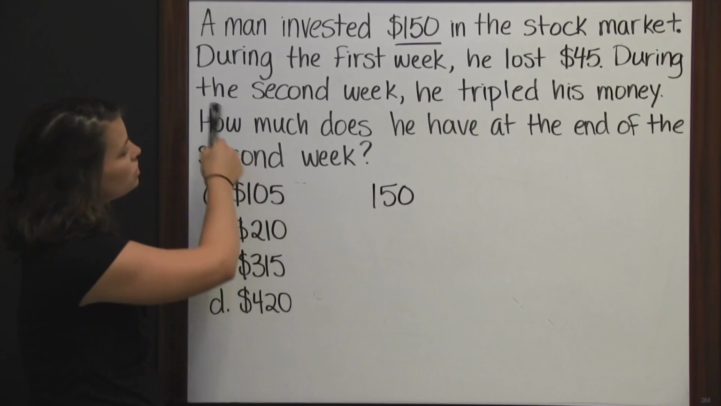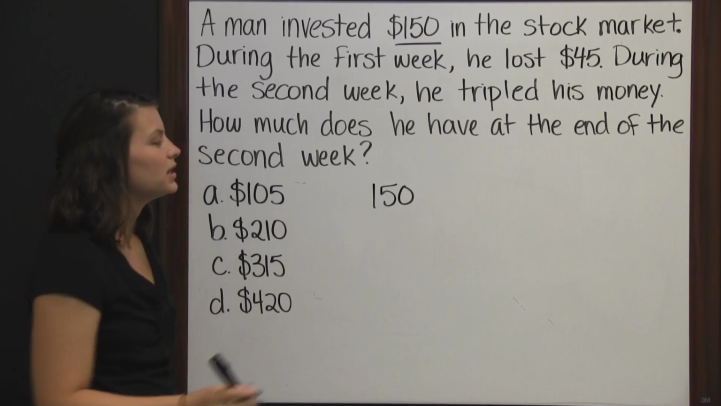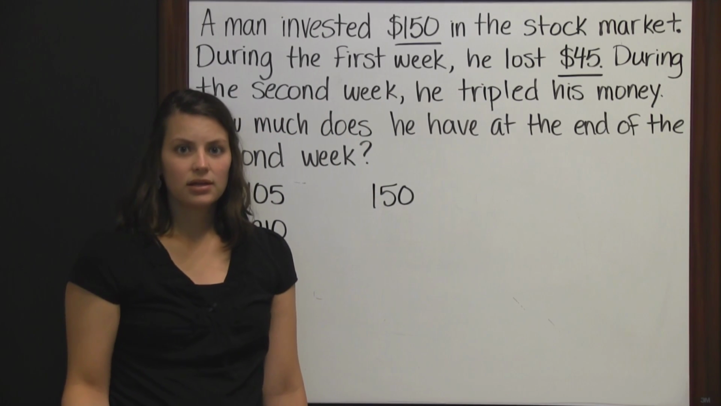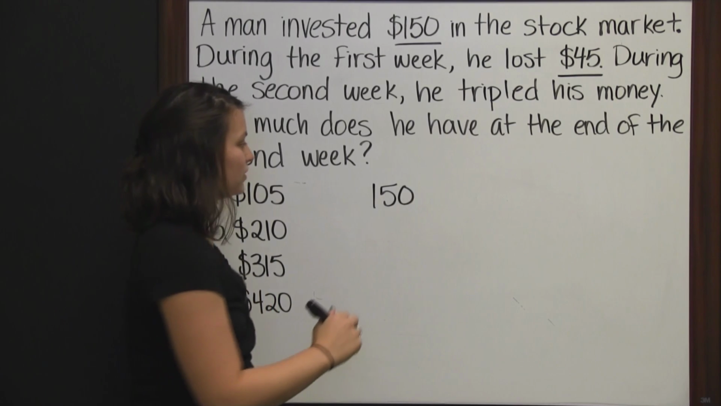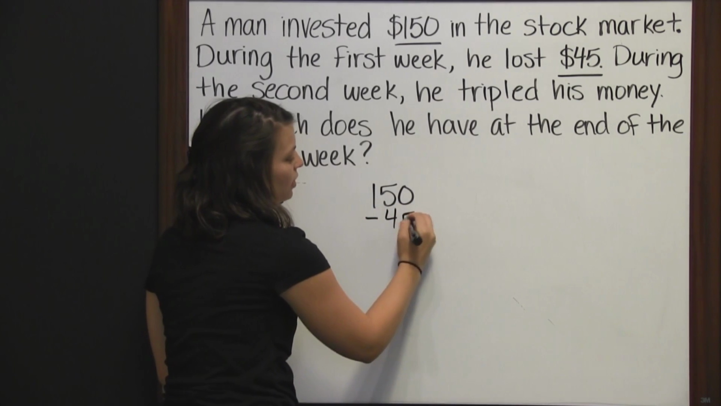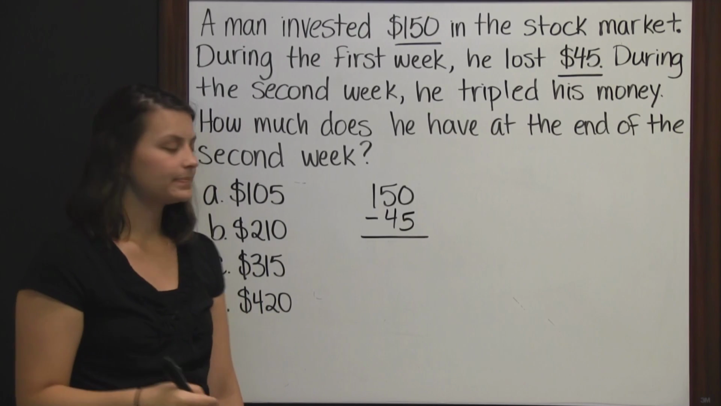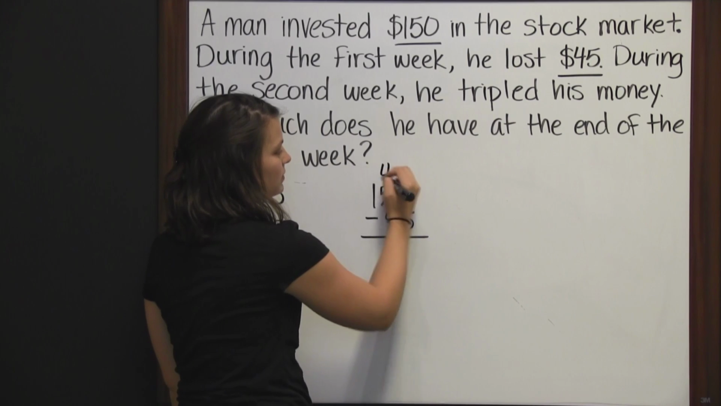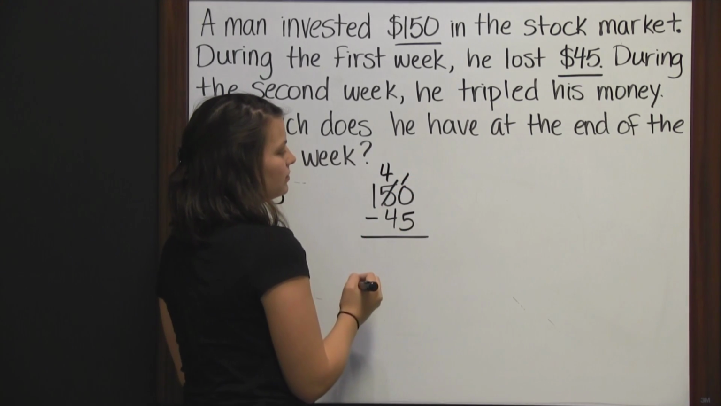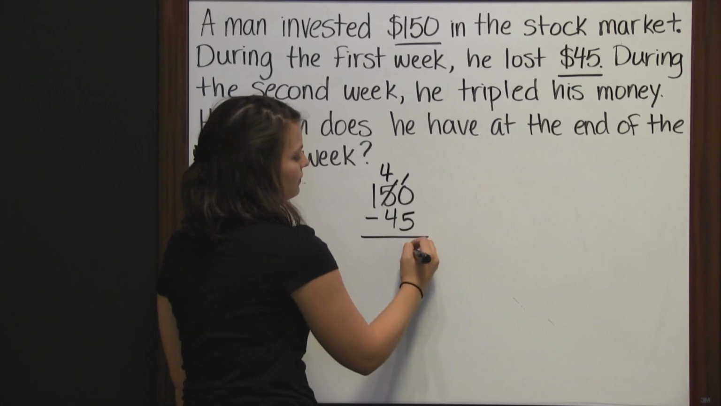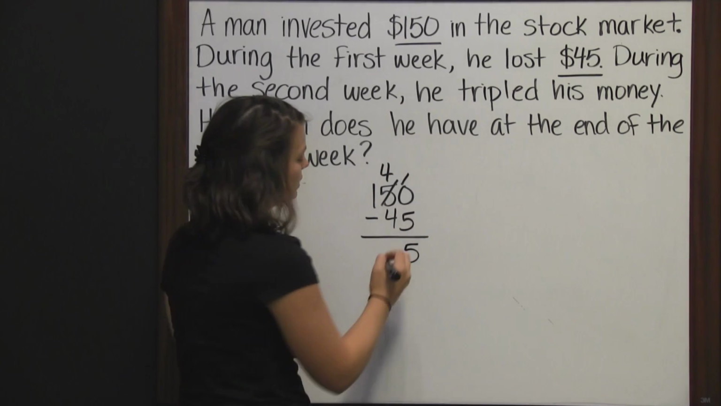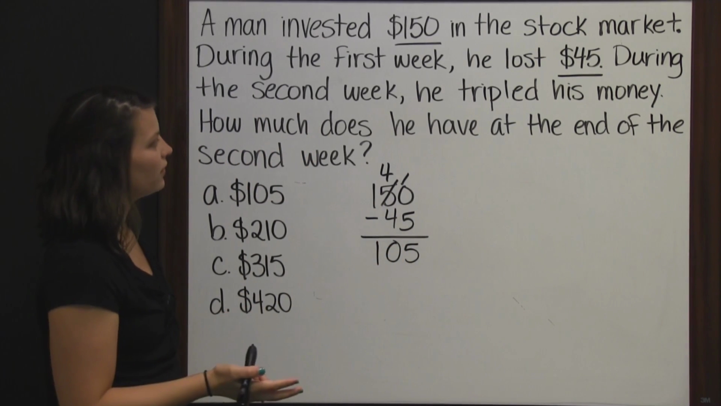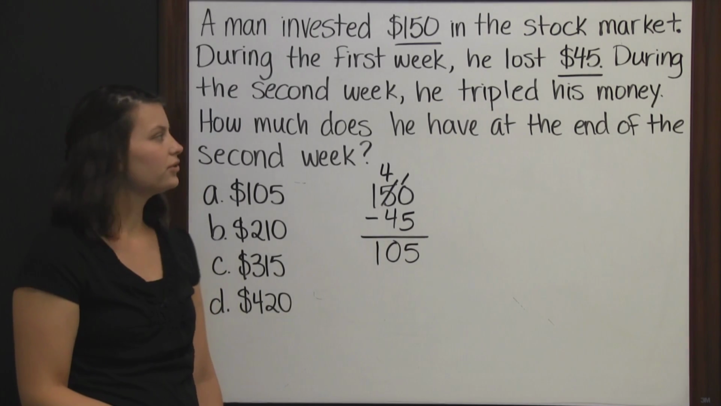Then during that first week, he loses $45. And when money is lost, then we need to subtract. So we're taking away $45 from what he started with. We can't take 5 from 0, so borrow from the 5, it becomes 4. So this is 10. 10 minus 5 is 5. 4 minus 4 is 0. And we bring down our 1. So at the end of the first week then, he has $105.